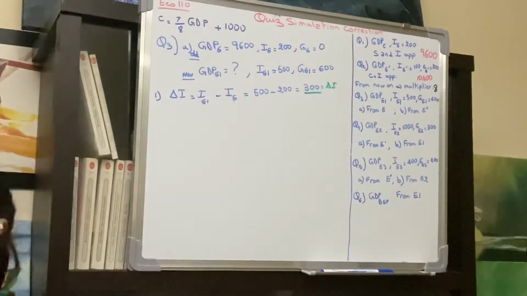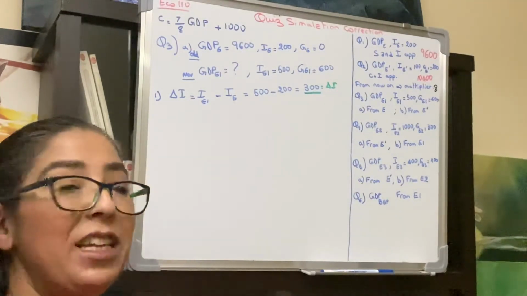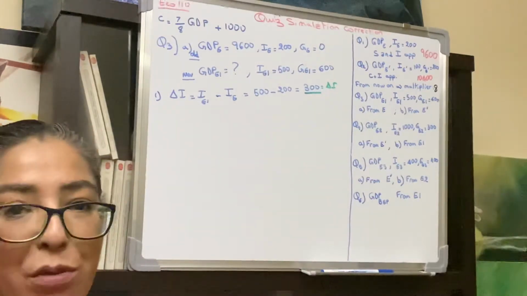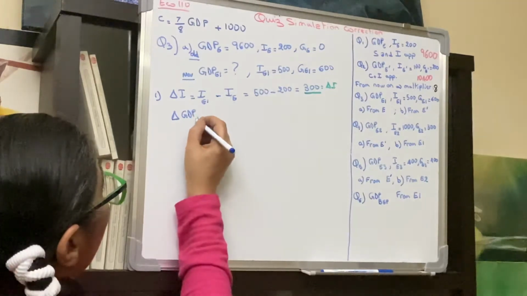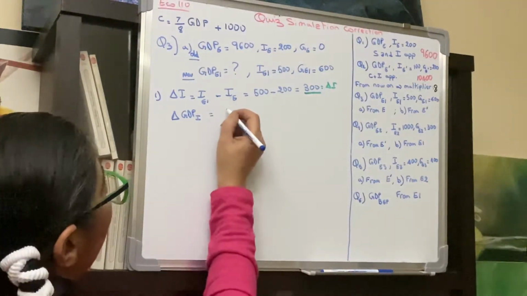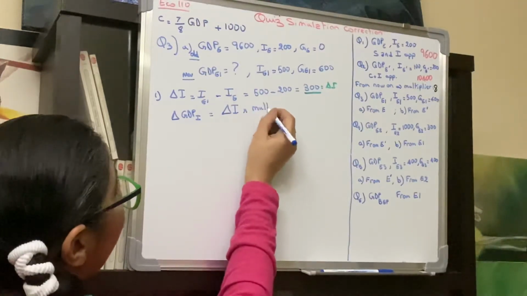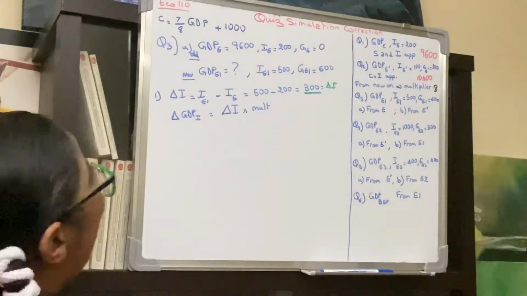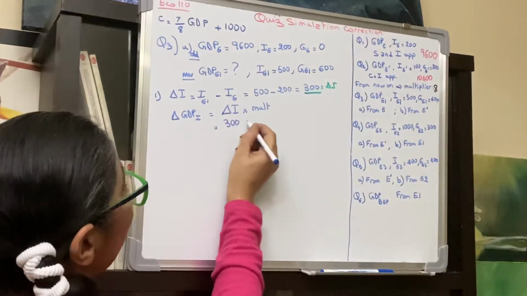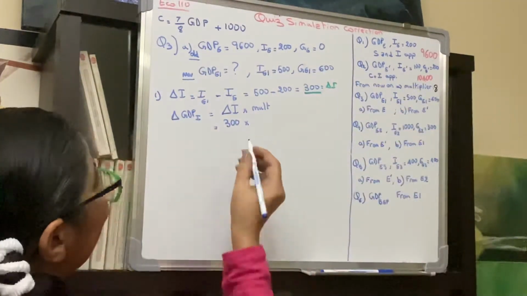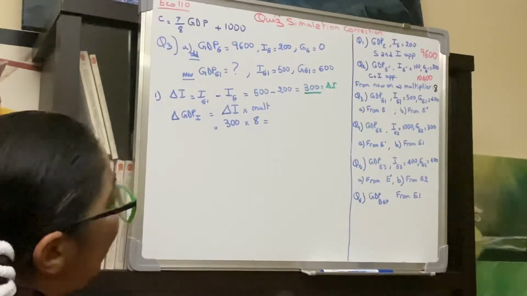And now I'm going to look for my delta GDP due to I, okay? What's the change in GDP that is caused by this increase of 300? So delta GDP due to investment is equal to delta I times the multiplier. Okay? Which is equal to 300 times 8, which is equal to 2,400.